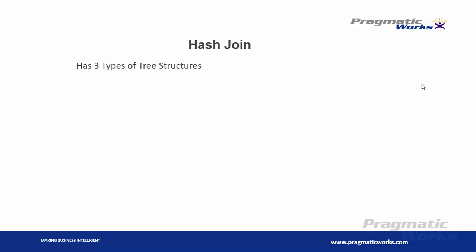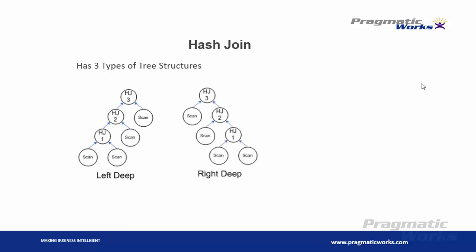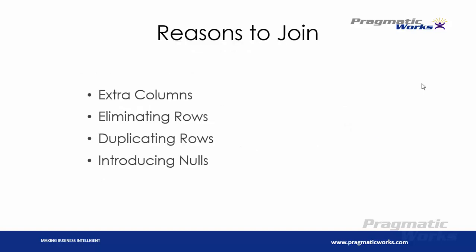There are three types of tree structures when we're talking about hash match joins. There's a left deep when your first table is a lot smaller than your second table. There's a right deep when your first table is larger than the second table. And then we have a bushy when the tables are pretty equal to each other, because then it can scan things more evenly.